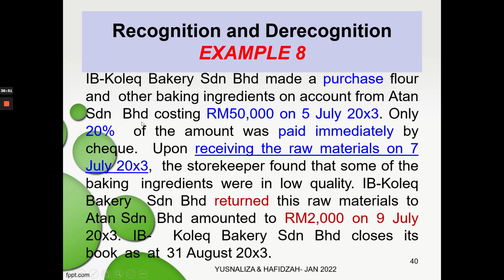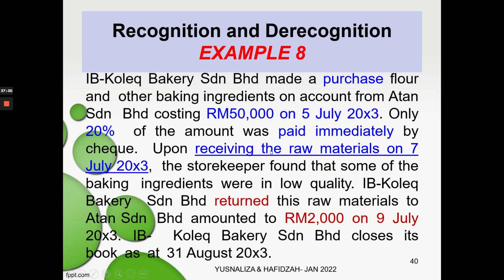Sdn Berhad had made a purchase of flour and other baking ingredients on account from Atan Sdn Berhad, which is the supplier, costing 50,000 on 5th of July, and 20% of the amount was paid immediately by IB Collect to Atan. Upon receiving the raw materials, IB Collect's storekeeper found out that some of the baking ingredients were of low quality. That happened on 7th of July, and what they did was that the goods of low quality were returned to Atan, the supplier, amounting to 2,000 on 9th of July.